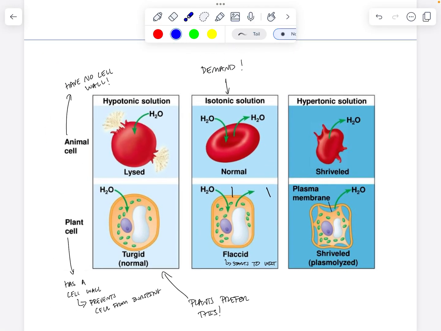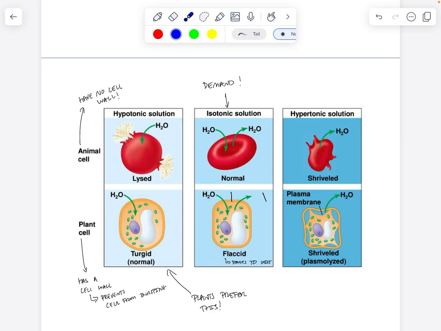So plants and animals would like to be in different conditions. Animals demand isotonic solutions. They'll shrivel in hypertonic solutions, and they'll burst in hypotonic solutions. Plants love hypotonic solutions. This is when they're most happy. They're upright. It provides them structural stability and rigidity. And when they're in isotonic or hypertonic solutions, they look wilted and they look like they need to be watered. Okay, that's all.